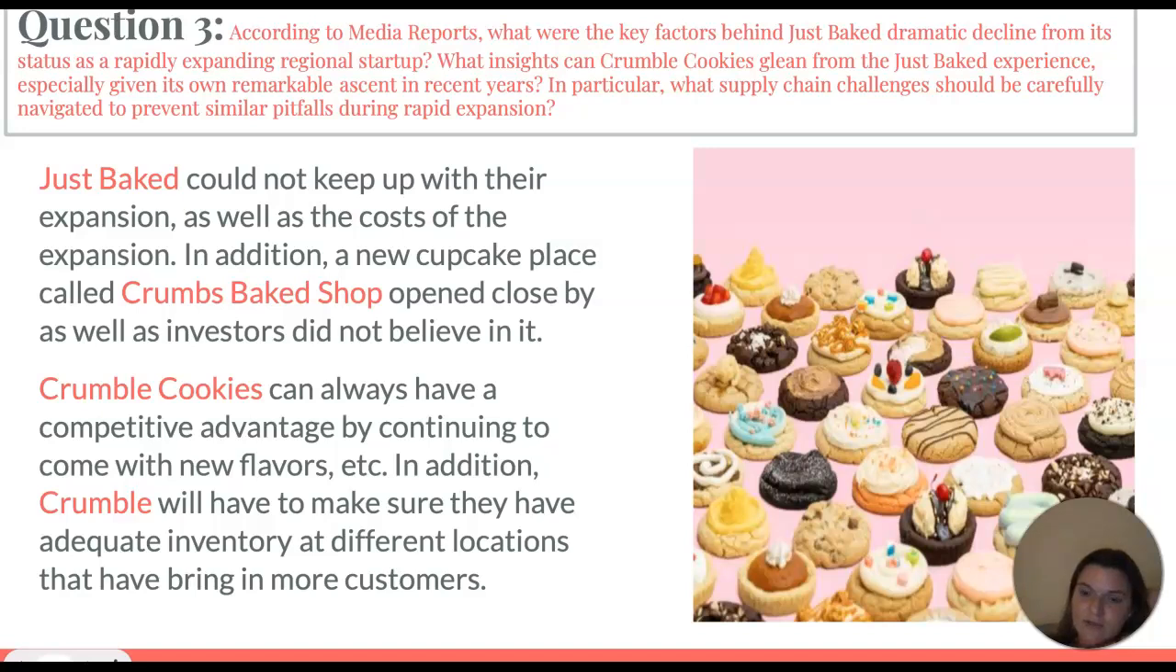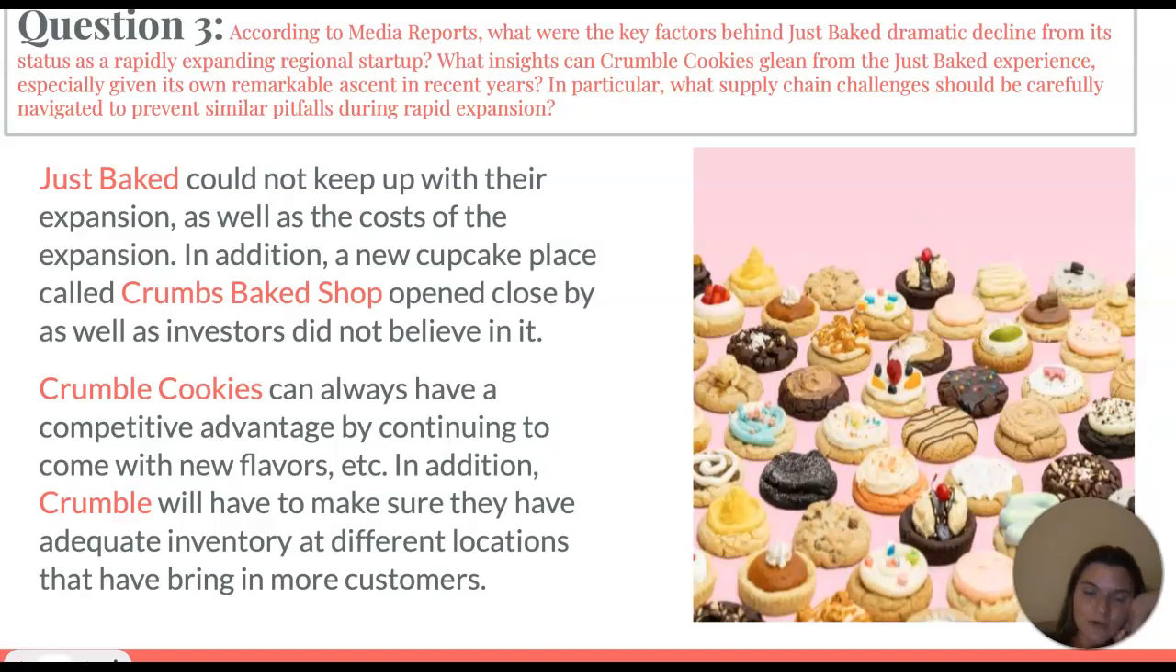In addition, I found that a new cupcake place called Crumbs Bake Shop, which won Cupcake Wars that year, opened close by, and Just Baked investors didn't believe in it. They sold their stock for as little as $1. Whereas Crumble Cookies can always have a competitive advantage by continuing to come up with new flavors. In addition, they're coming up with cakes, cheesecakes, now ice creams. It's so much more than cookies like how it used to be. And now they have mini cookies, so for people that don't want all the extra calories or just want to have a sample of all 4 of them, now you can get mini cookies and they're a little bit cheaper.